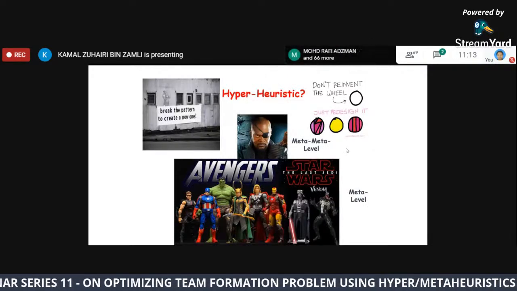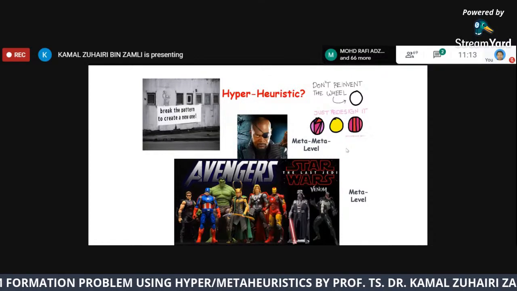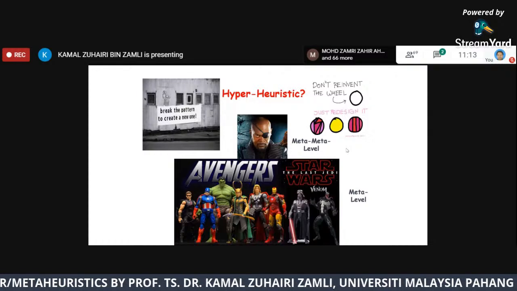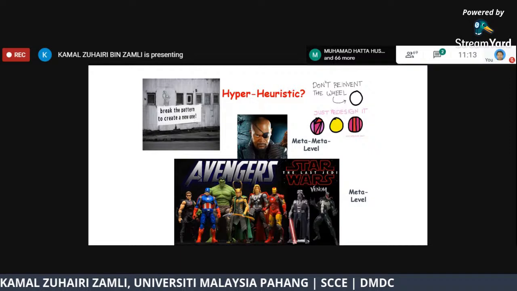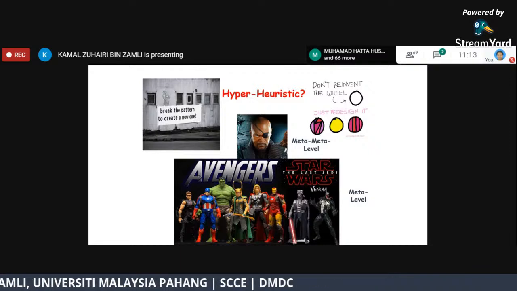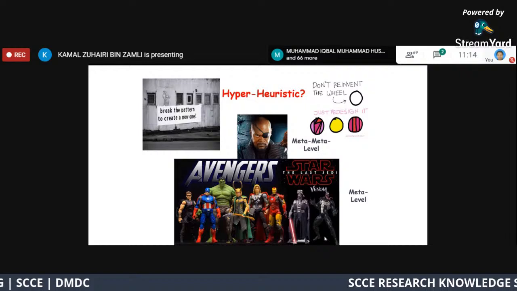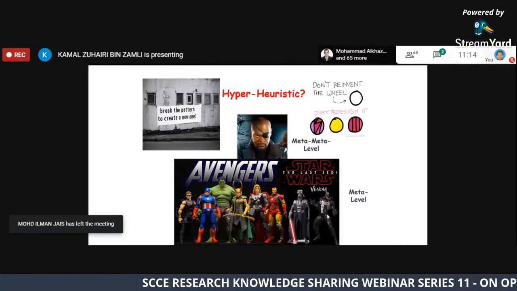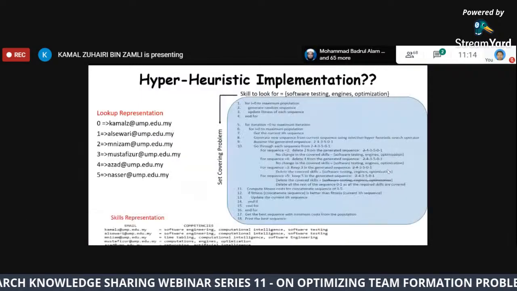How do we implement team formation problem using hyper-heuristic or meta level? Okay, and I remember now I have Venom in my diagram. When I was working on this slide last time, Venom had come out with a new movie, so that's why I included it, and even Star Wars also gets included into Avengers kind of baby.